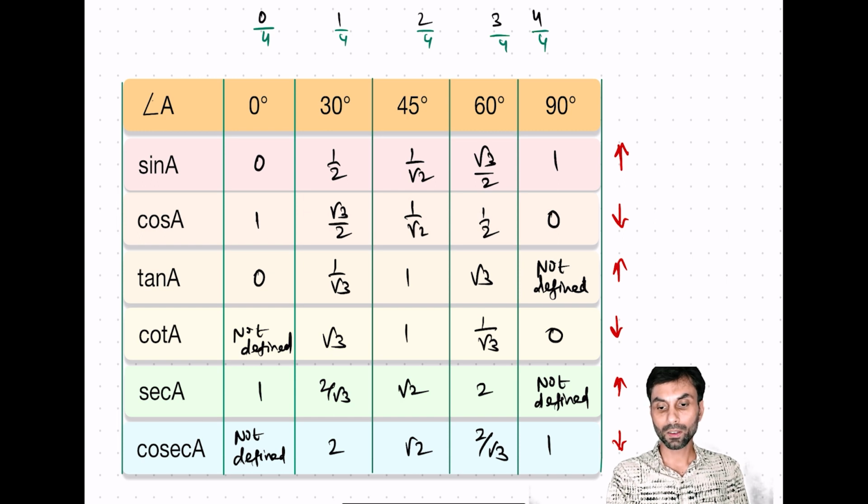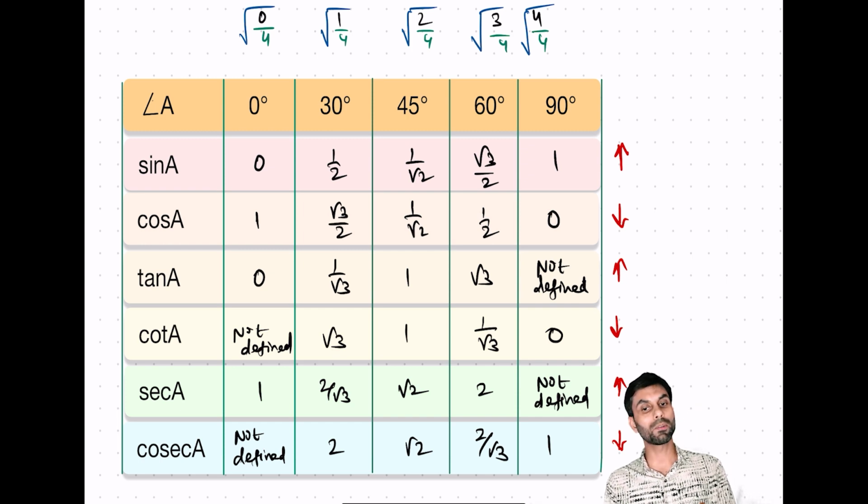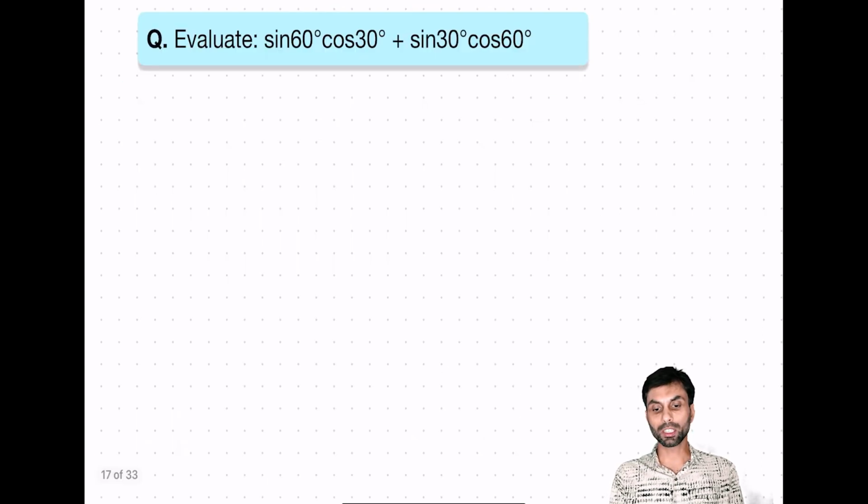And then we'll take the square root of it. Now on solving it, whatever value we'll get, that will be the value of sine of 0, 30, 45, 60 and 90 respectively. And that's how we can remember it for the long term. Now let's see some questions based on it.